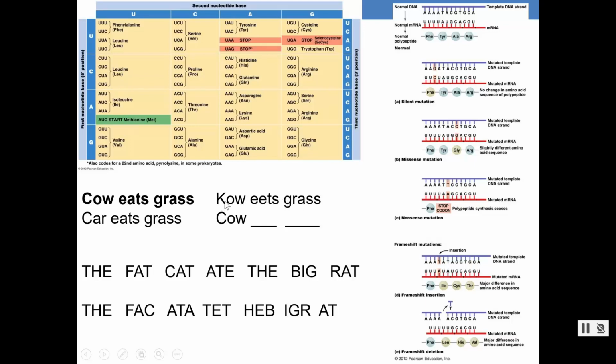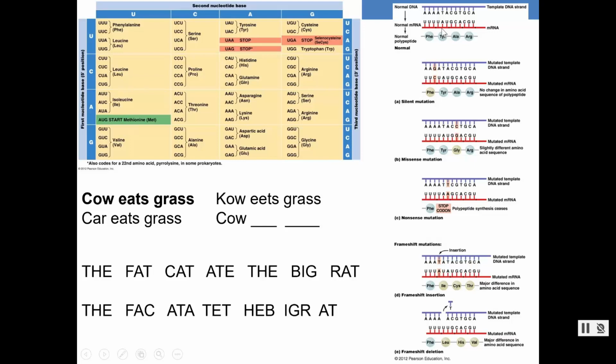This one you had two mutations. I actually can still read this sentence, right? I speak Chick-fil-A. I have no problems reading this sentence. "Kow eats grass." It still makes sense. Sometimes you just get a different spelling, but you get the same outcome. This is an example of a silent mutation. So it's a substitution, and the particular category of substitution is a silent mutation.